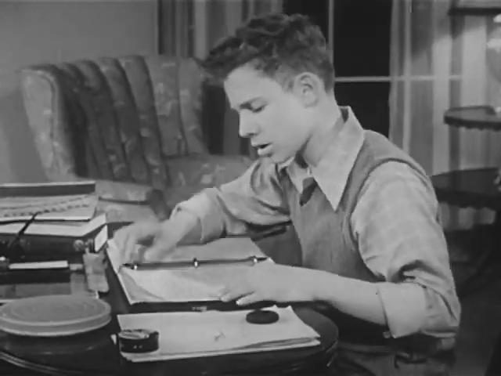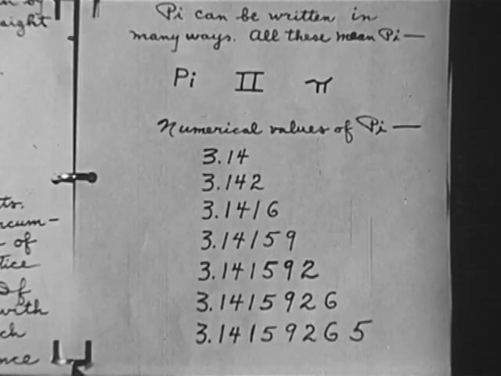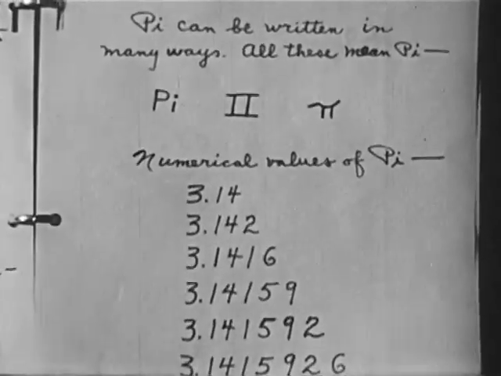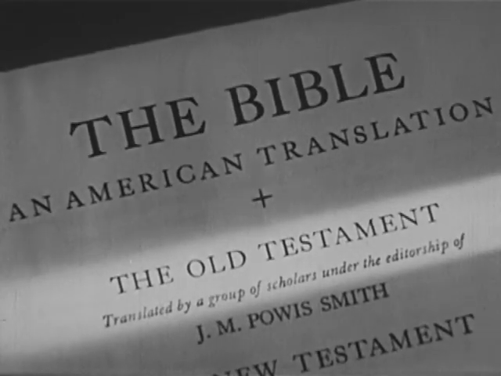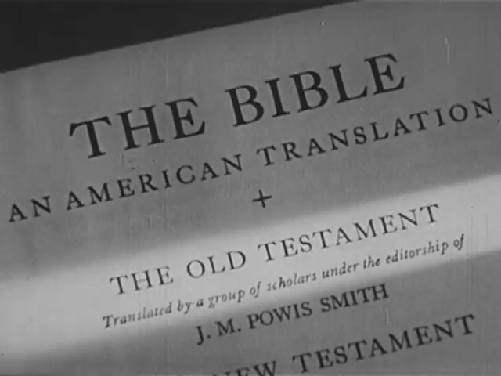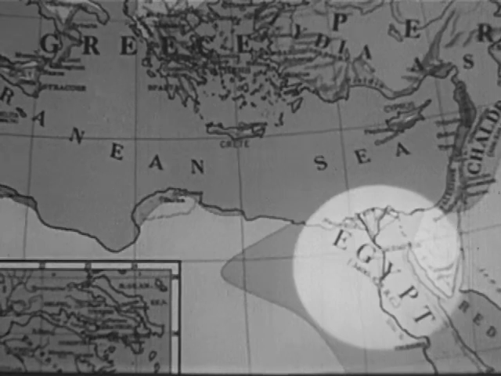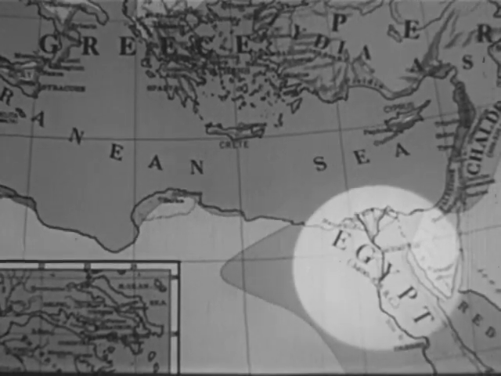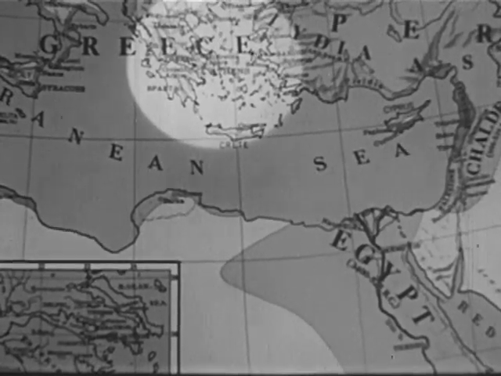Pi can be written in many ways. All these are symbols for pi. To find the numerical value of this important ratio was one of the great problems of history. From the Old Testament, it is evident that the Hebrews considered the value of pi to be exactly 3. The ancient Egyptians apparently had some knowledge of the value of pi, but it was in Greece that the value of pi was more accurately determined.